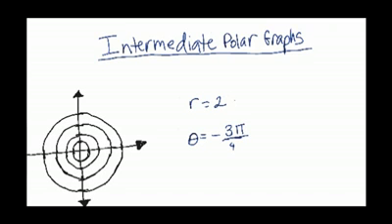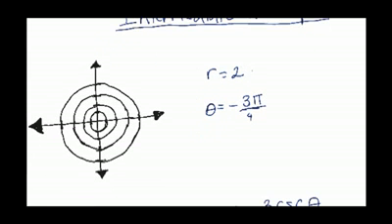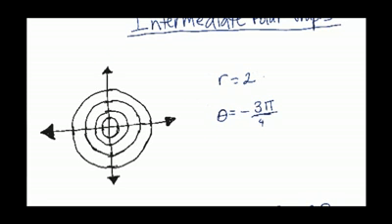Today we're going to be looking at intermediate level polar graphs. So not too difficult, but a little bit more complex than just graphing your basics that we looked at in part 1. So here we have r equals 2 and theta equals negative 3 pi over 4.